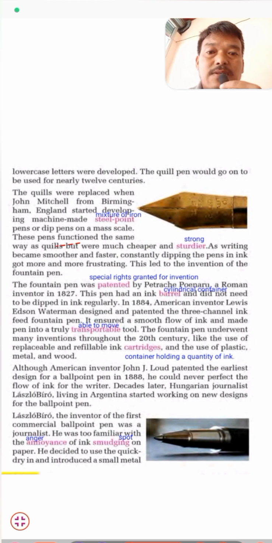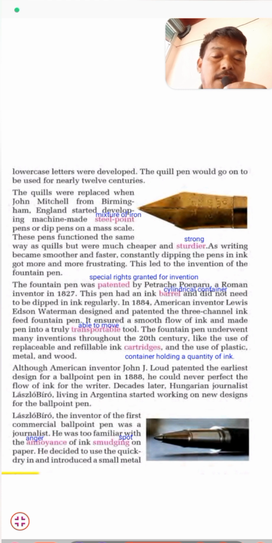These pens functioned the same way as the quill, having the same function, but were much cheaper and sturdier. They were cheaper and very strong. Sturdier means strong. Because of this new pen, writing became very easy, faster and smoother.